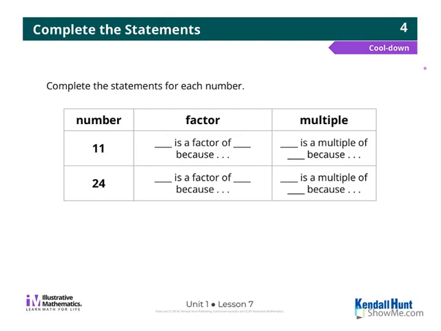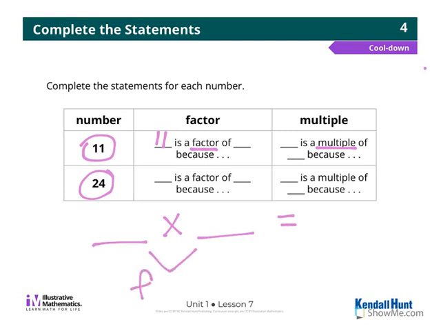Complete the statements. Complete the statements for each number. So basically, they have given you a number, and then you are going to use that number as a factor and as a multiple. So if I'm looking at the first one, I would say 11 is a factor of blank because. Now, quite simply, a factor is a number in a multiplication problem.